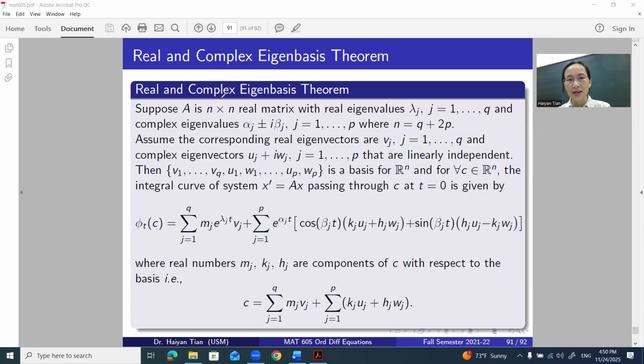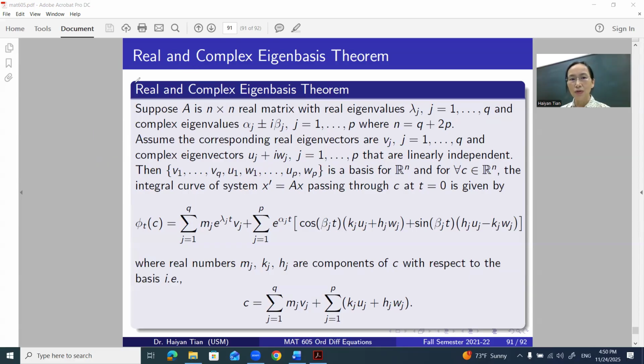I also introduced the complex eigenbasis theorem. That is, we assume we have those conjugate eigenvectors. So if you have a total of p pairs, that means you have 2p complex eigenvectors, although complex valued. And again, we suppose we have a total of n independent complex eigenvectors, and then we can represent solutions.